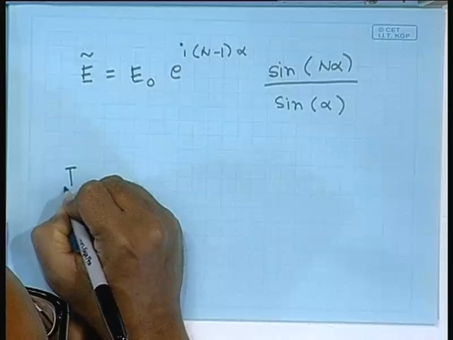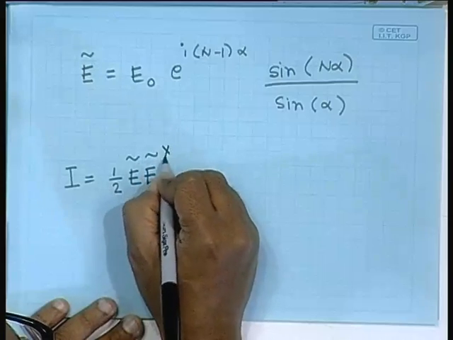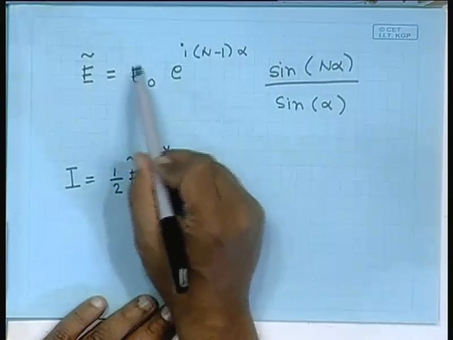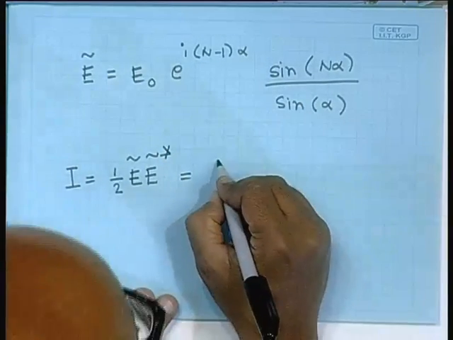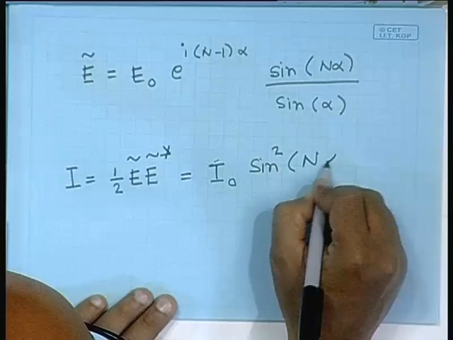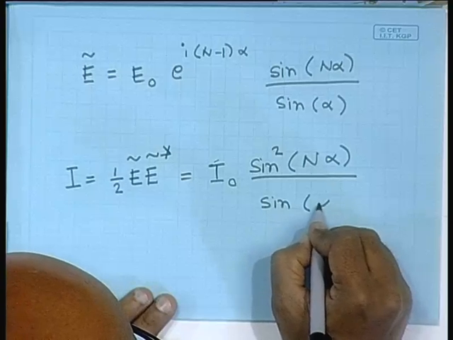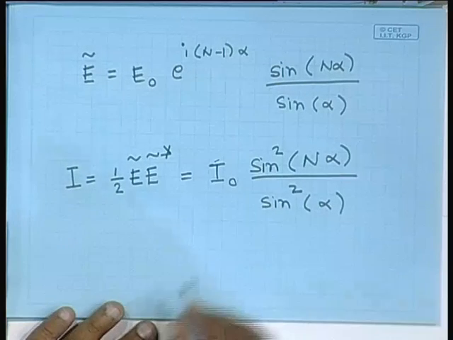Now, we want to calculate the intensity. So, the intensity, as we have seen many a times, is half E into E star, so I have to multiply this with its complex conjugate. If I multiply it with its complex conjugate, I will get E naught square. Multiplying the phase factor with its complex conjugate gives 1, and I will have sine square in the numerator and sine square in the denominator. So, I can write it as I naught sine square n alpha divided by sine square alpha. So, this is the intensity pattern that will be observed by a distant observer produced by this chain of oscillators.